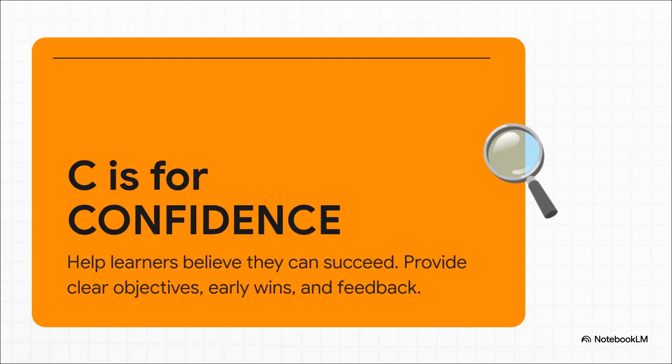Next is C for confidence. Remember Vroom's first question? Can I actually do this? This is where we make sure they believe the answer is a huge yes. We build their confidence with super clear objectives, by designing activities where they can get an early win, and by giving feedback that builds them up instead of tearing them down.